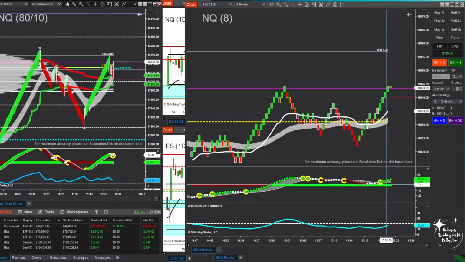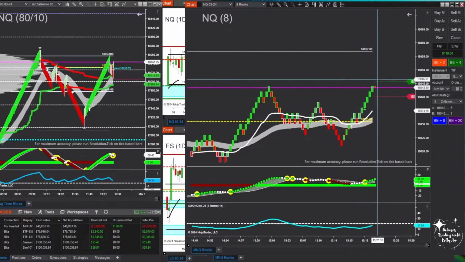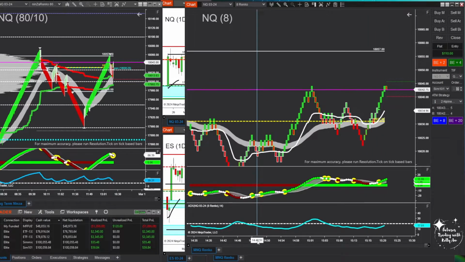But I don't have an entry yet. My long-term bar is green. My short-term bars are green. I need to pull back to the 10 EMA first. And given how close we're getting, I might not get it here, but that's all right. We still need to follow the rules.